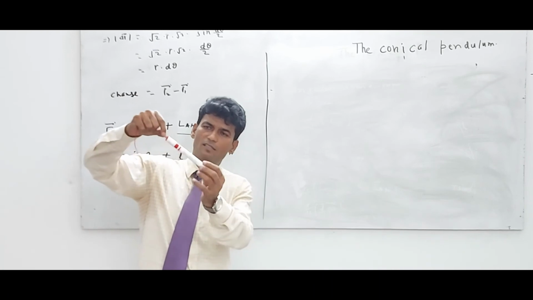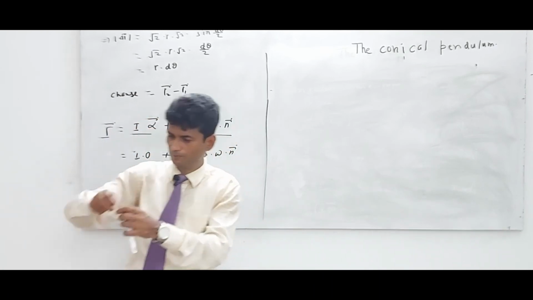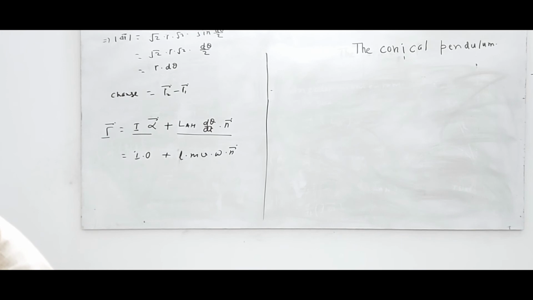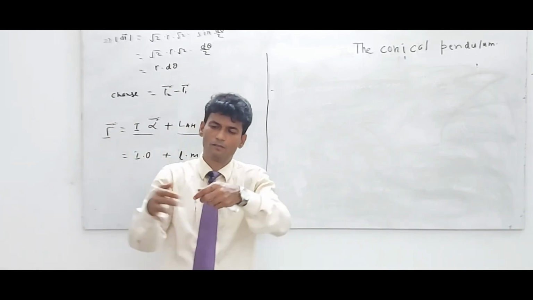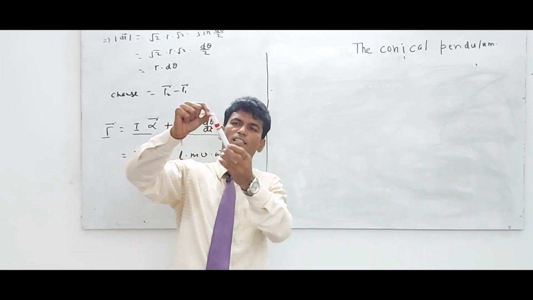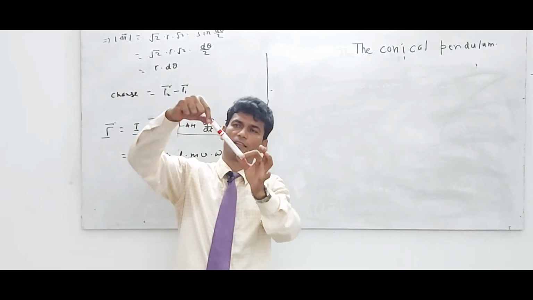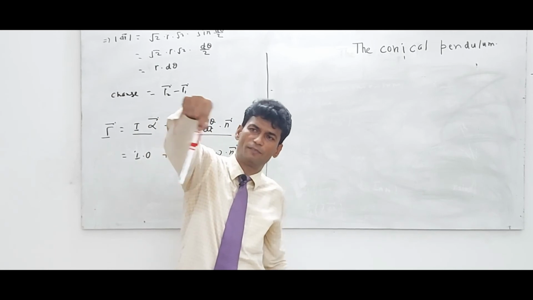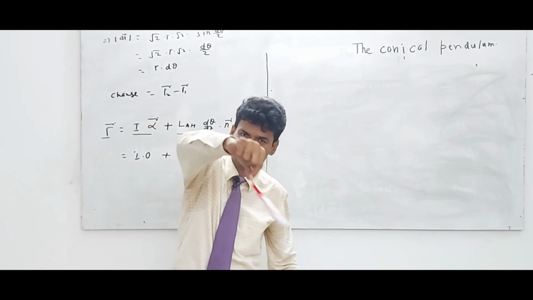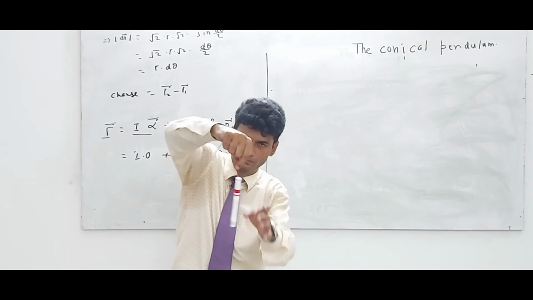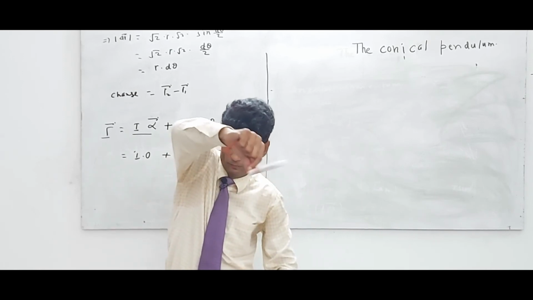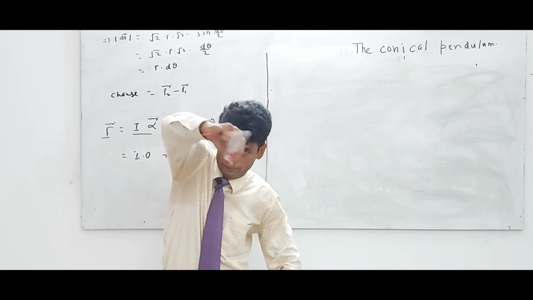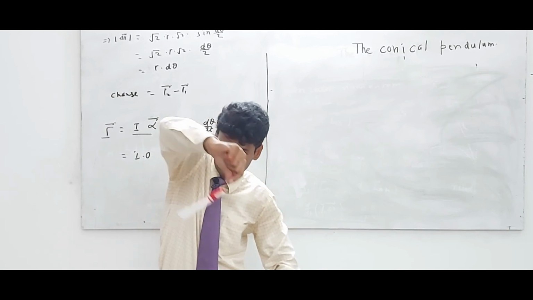So, this is the mass m distributed uniformly. This is a rod of mass m distributed uniformly, length is L, and this rod is in the form of a conical pendulum rotating like that. See, like that of a conical pendulum.